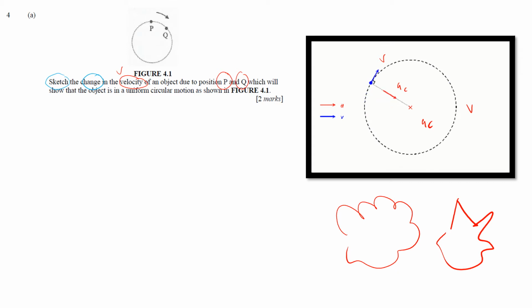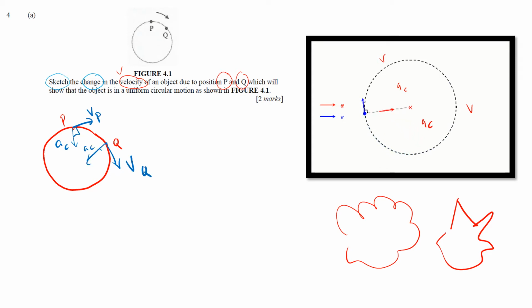In this question, they ask you to sketch. So we redraw first: we draw the circle. This is our P, this is our Q. They ask you to sketch the velocity. The velocity is always perpendicular to the AC. So this is your VP, and this is your VQ. They are always perpendicular to the AC. This is how to sketch.